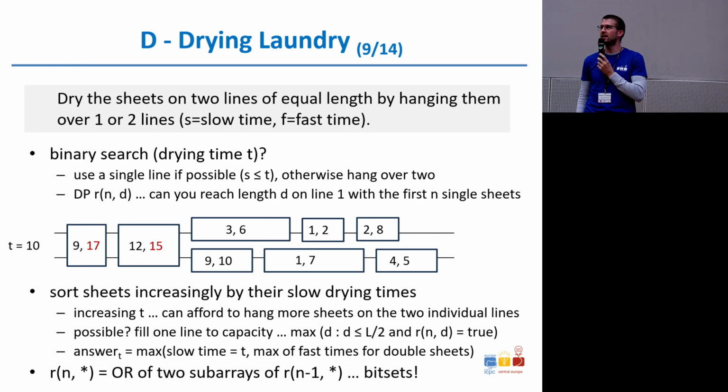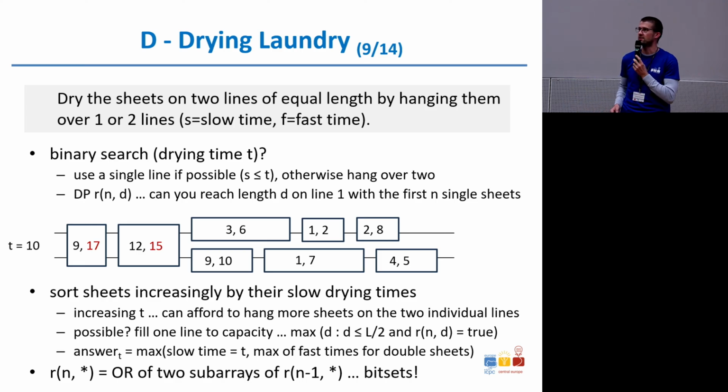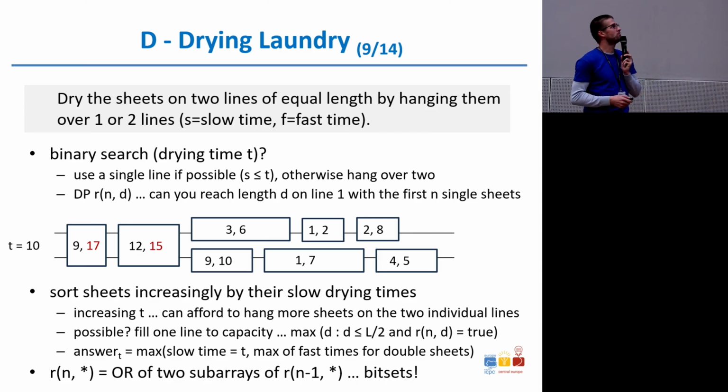If you can dry something in 10 minutes, you're also going to dry it in 20 minutes. And the other way around. So if we fix some drying time t, what we can observe is that we would want to use a single line if possible. So if the slow drying time is good enough, we're going to use just 1 line. Otherwise, we are forced to hang it over 2. So, for example, these two cases, the slow drying times are 15 and 17, whatever units, and the current drying time that we're trying to figure out whether it's possible or not is 10, so we have to put this over 2, and we can use just a single line for the rest.